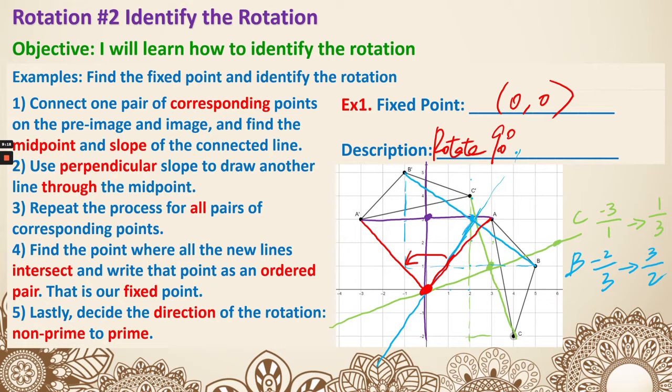So it's 90 degrees counterclockwise about (0, 0). So that is the process.